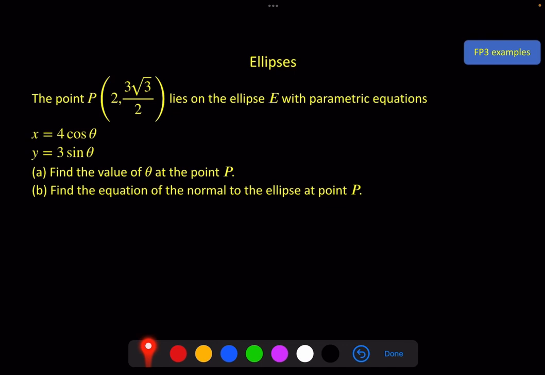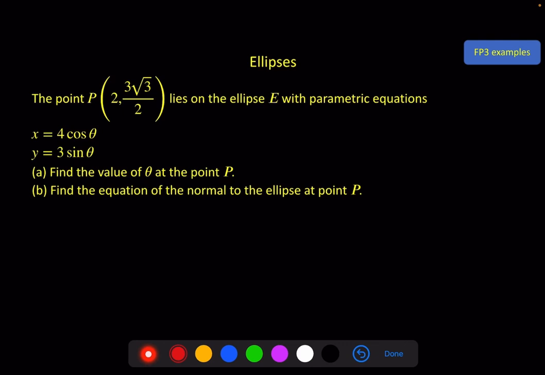Here we have an example with some numbers then. We're trying to find the normal, but first we're going to find the value of theta. So we've got the point P, this. It lies on the ellipse with parametric equations, this. So we know x and y at point P. To find theta, just substitute these in to these equations.